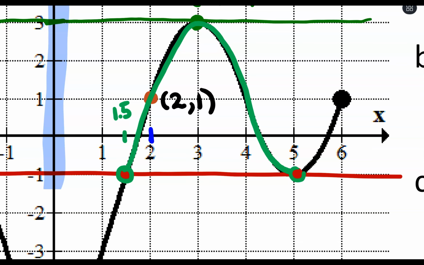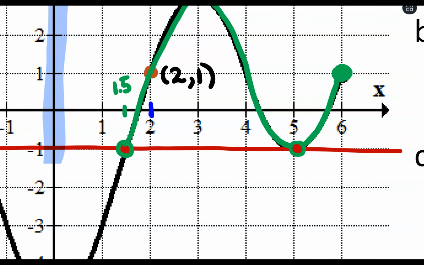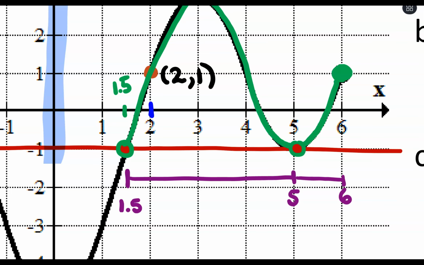we hit this value of 5. Right at 5, we're not going to be part of what we're looking for, because we're equal to -1. But then just to the right of 5, we're above -1 again, and then our function ends right there at 6. So some key values here. What I want to express is basically an interval where we start at 1.5, we go to 5, we have a little break, and then we go from 5 to 6.